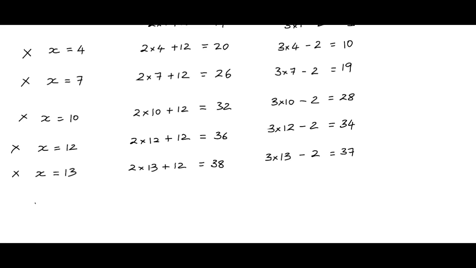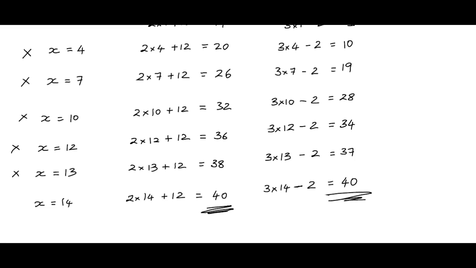Let's try one last one. X equals 14. Maybe we might hit the lucky number. 2 times 14 plus 12. 2 times 14, 28. 28 plus 12 gives us 40. 3 times 14, take away 2. 3 times 14 gives us 42. 42 take away 2 gives us 40. Hallelujah.